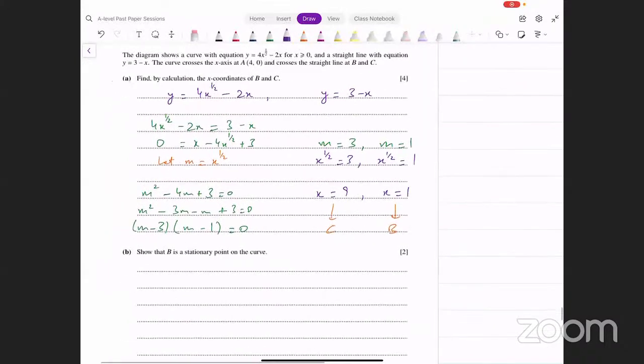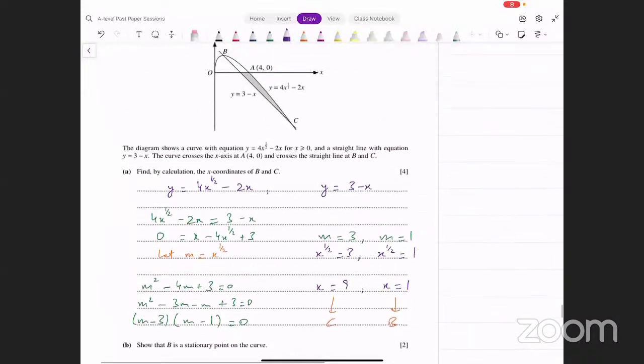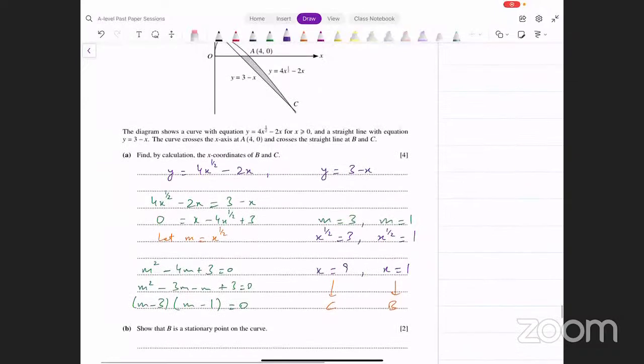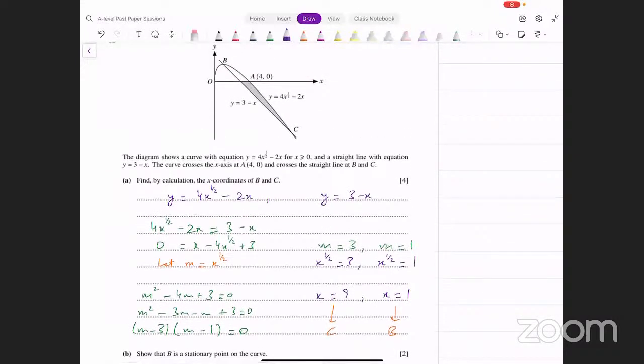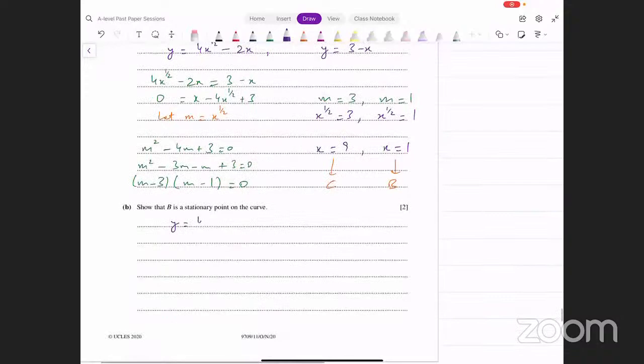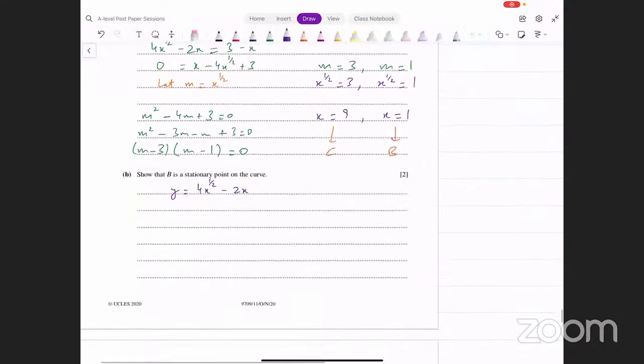Now it says show that B is a stationary point on the curve. Stationary point पे क्या होता है? Stationary points के ऊपर आपका gradient 0 होता है, derivative 0 होता है. So what we can do is we can find the derivative and then prove कि point B के ऊपर derivative की value 0 आ रही है, gradient 0 आ रहा है. ठीक है? Let's find the derivative of this function. We've got y equals 4x raised to power 1 over 2 minus 2x. ये आपका function है. Let's differentiate it. dy over dx. What does that give us? 4 into 1 over 2, that's going to be 2. x की power में से 1 minus कर दिया. x raised to power minus 1 over 2, minus 2. That's the derivative.